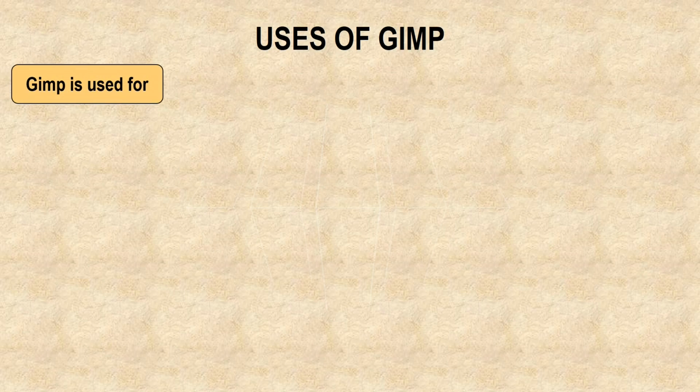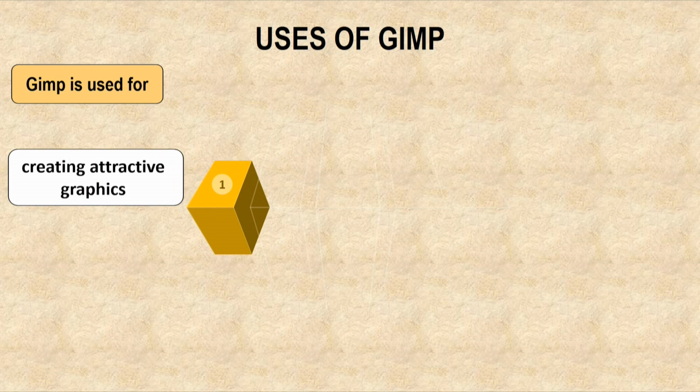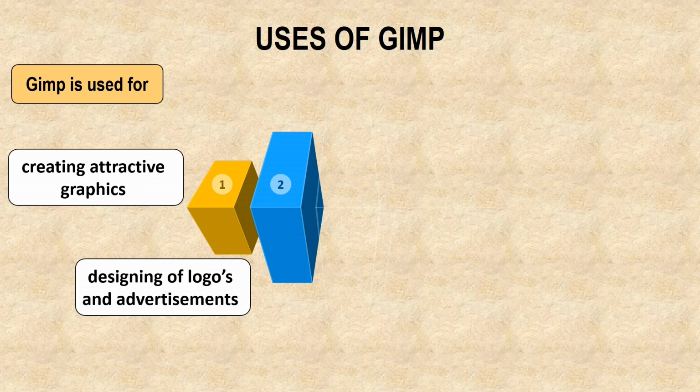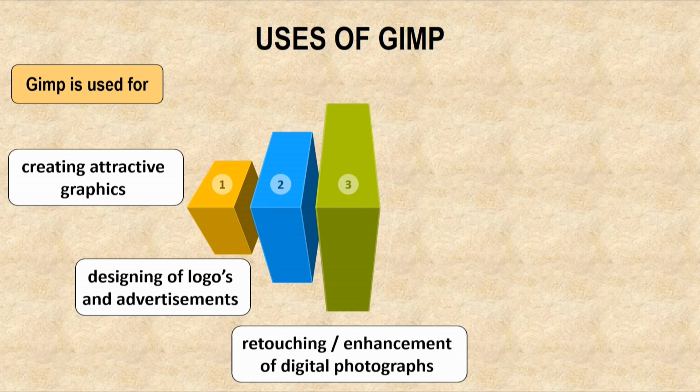Gimp can be used for several purposes. Some of them are mentioned here. Primarily it is used for creating attractive graphics. So, graphic designers make use of Gimp open source software for creating graphics, designing logos and advertisements, and retouching and enhancement of digital photographs. In this particular section, the main focus is on improving the quality of the graphics for different applications.